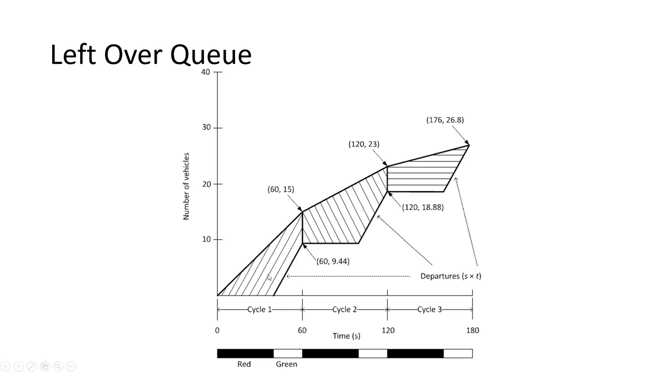And if we added all these shaded areas together, what would that give you? That would give you the total delay over 3 cycles. So that's vehicle seconds, vehicle seconds of delay. And we could add all those 3 together. That would be the total vehicle seconds of delay for 176 vehicles through there. So we could calculate that through there.